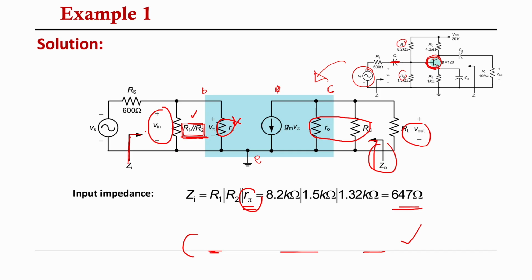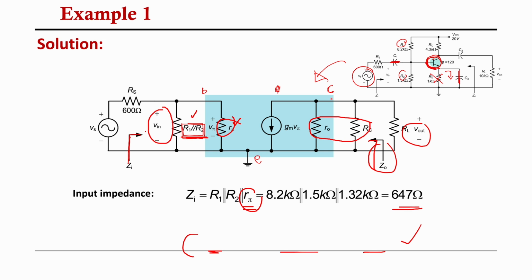And then what else do we have here? At the emitter, we have Re and this capacitor. But what will happen to the capacitor at low frequency? It will become a short circuit. Since there is no resistance here, the current will avoid flowing through Re. Instead it goes directly to ground, so on your emitter side there is no resistance.